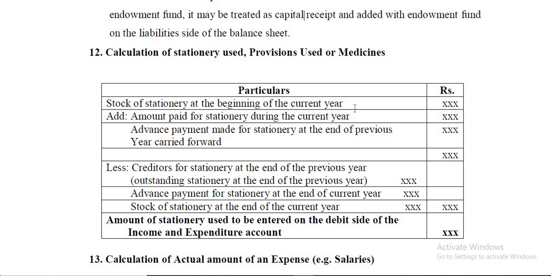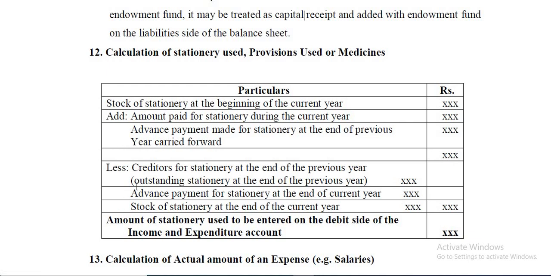So stock of stationery at the beginning. If there are not that many items, then the treatment is stationery at the beginning of the year, add purchase of stationery during the year, less closing stock of stationery during the year. Then you get stationery used during the year.